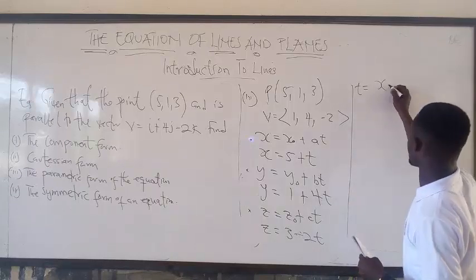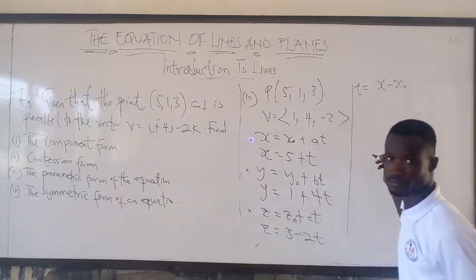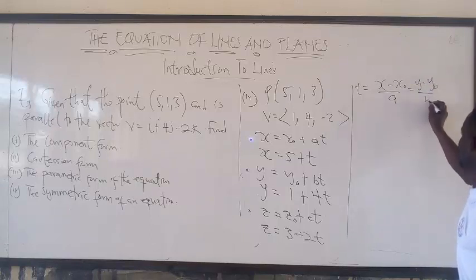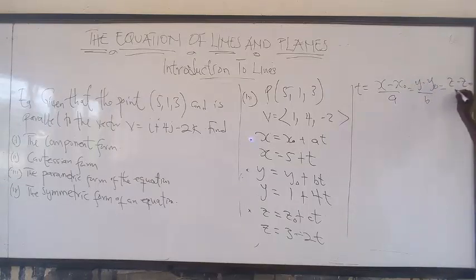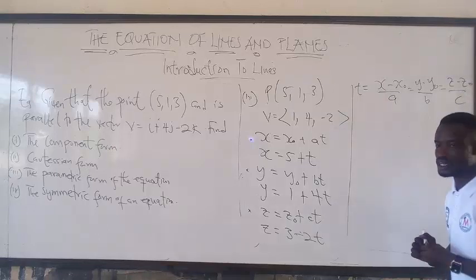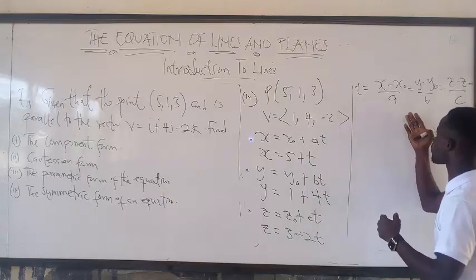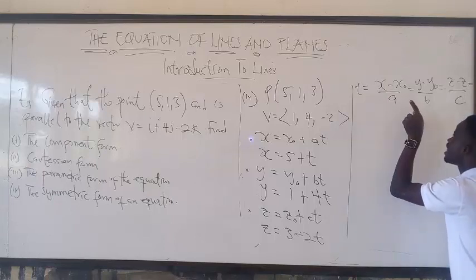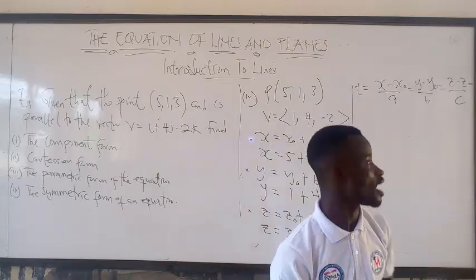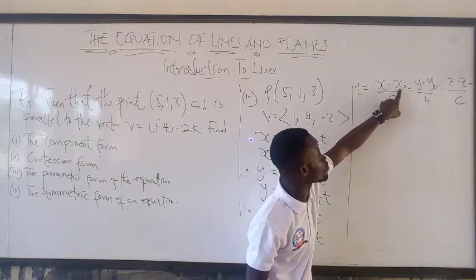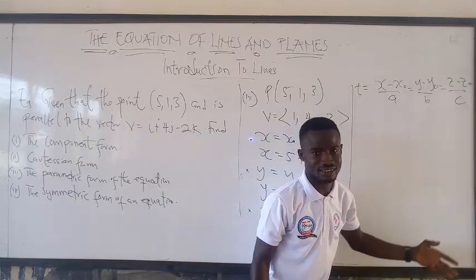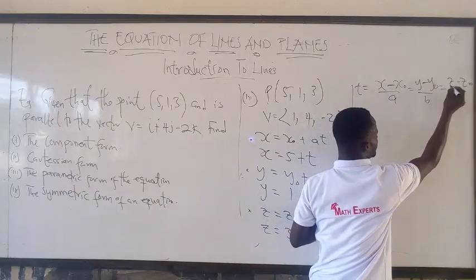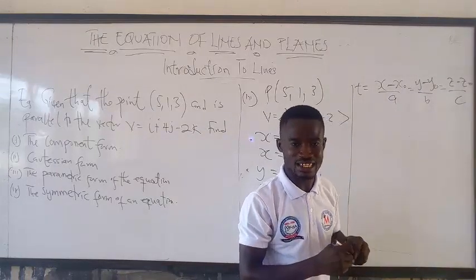So that will be S minus S naught over A being equal to Y minus Y naught over B being equal to Z minus Z naught over C. Watch. You can see that in this form of the equation, the vector is found in the denominators. The A, B, C is the vector. And always, any point is subtracted from the specific point.